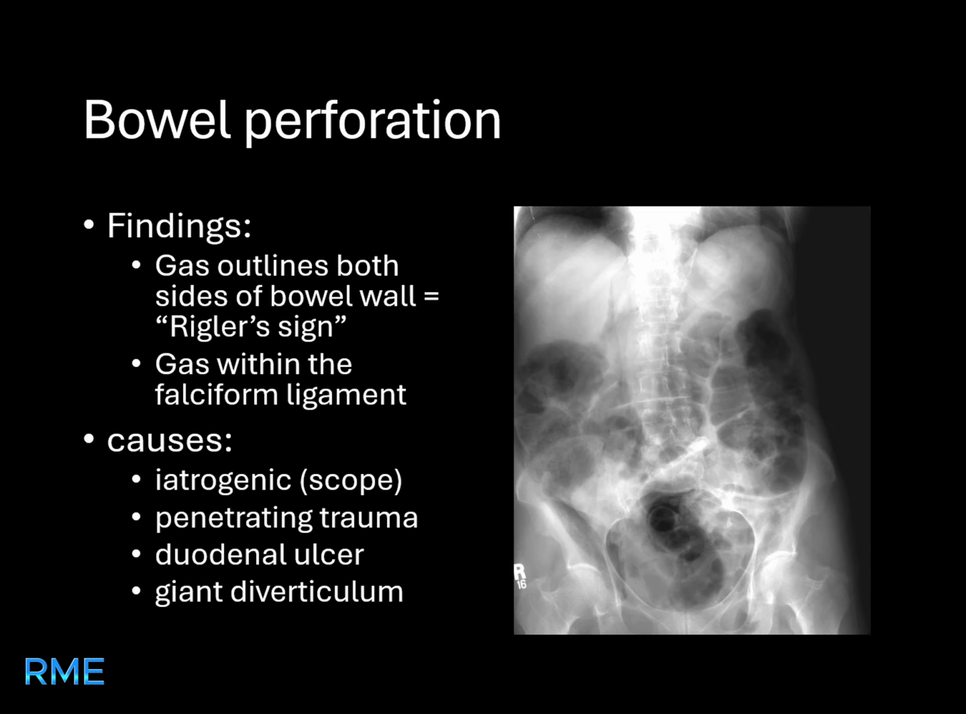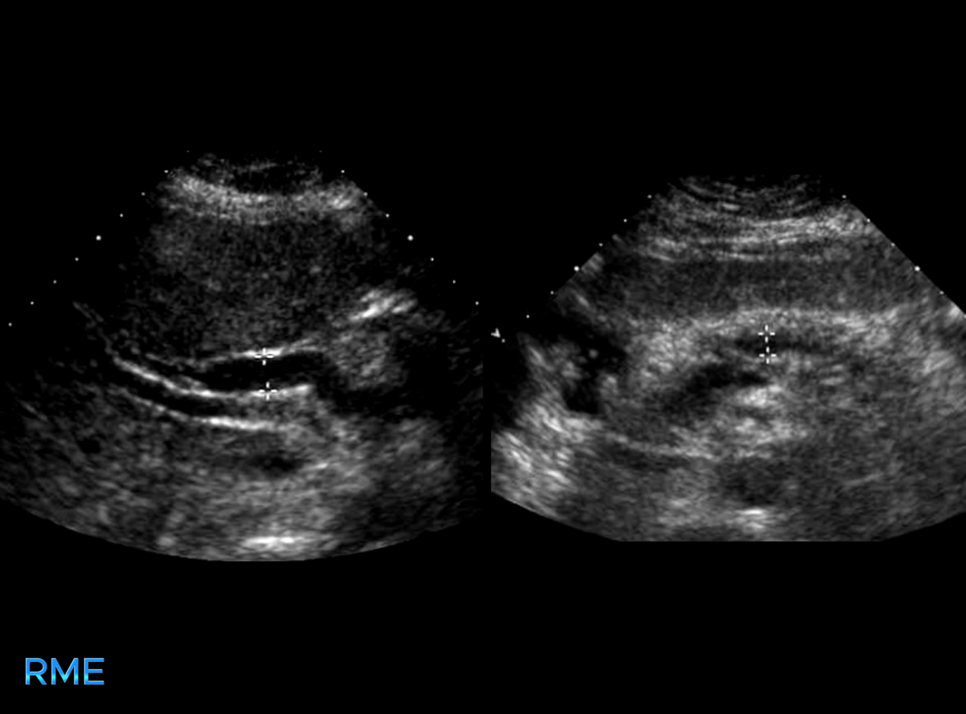Differential diagnoses for the causes include iatrogenic causes such as a scope, penetrating trauma, a duodenal ulcer, and a giant diverticulum. To further evaluate, a CT scan can help pinpoint the location and cause of the perforation. Management involves urgent surgical intervention to repair the perforation and prevent further complications. Let's move to the next case.